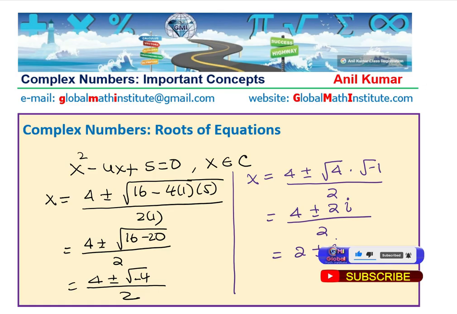So you see, what we get is actually not just a number, it is an expression which has two parts. One is the real part, the other one is the imaginary part, and we get 2 plus and minus i as a solution of the given quadratic equation. So I hope you understand this particular concept.